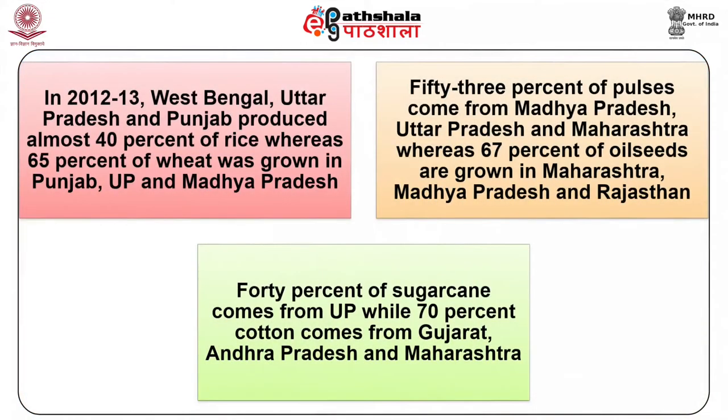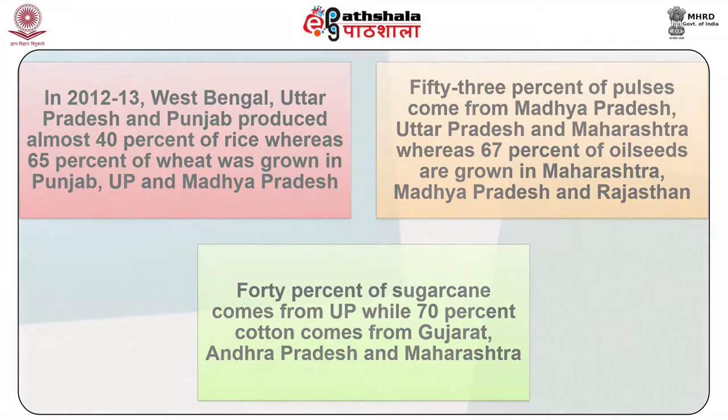In 2012-13, West Bengal, Uttar Pradesh and Punjab produced almost 40% of rice, whereas 65% of wheat was grown in Punjab, UP and Madhya Pradesh. 53% of pulses came from Madhya Pradesh, Uttar Pradesh and Maharashtra, whereas 67% of oil seeds are grown in Maharashtra, Madhya Pradesh and Rajasthan. 40% of sugarcane comes from UP, while 70% of cotton comes from Gujarat, Andhra Pradesh and Maharashtra.